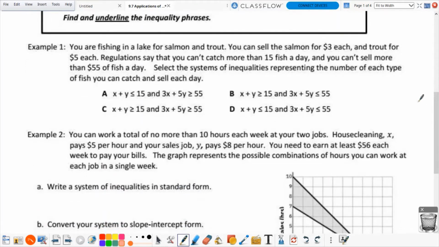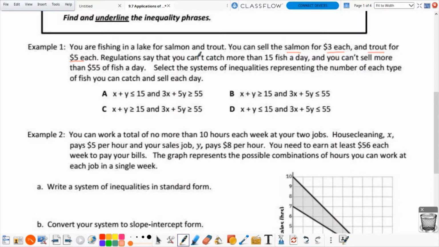So let's look at example 1. You are fishing in a lake for salmon and trout. You can sell salmon for $3 each, and you can sell trout for $5 each. Okay, well those are going to be our 4 rates of change. We've got salmon, $3 salmon, trout, and $5 trout.